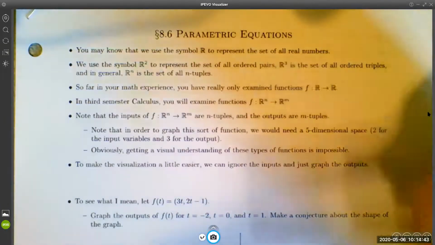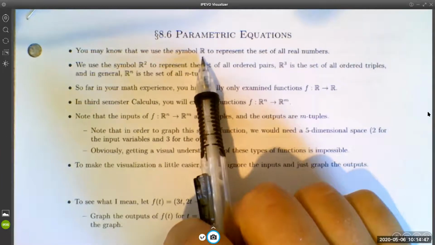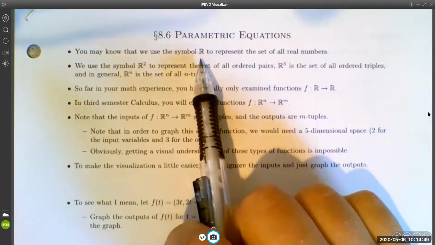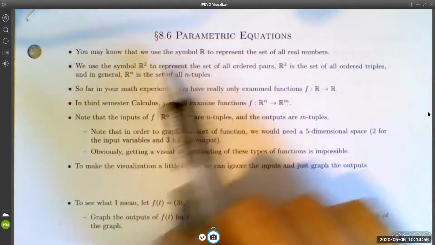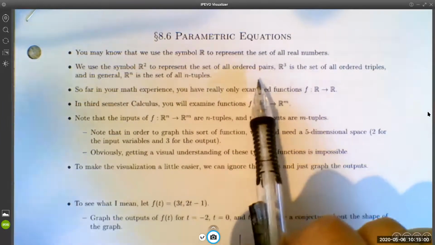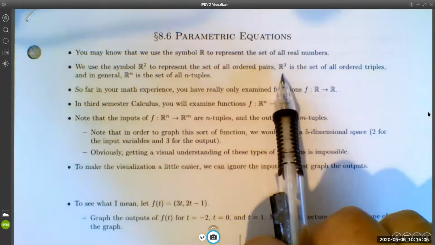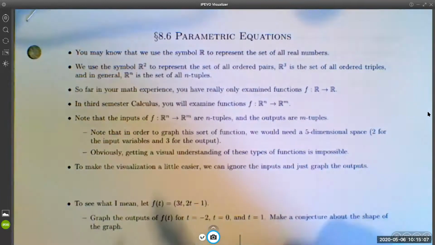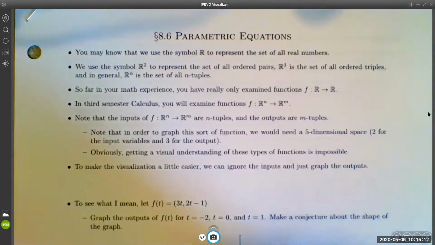So just to give us a little bit of an introduction, I'm going to use the symbol R to represent the set of all real numbers, and this is a symbol that I'm sure you've seen before, right? It's a common way to say all real numbers. So R is the set of all real numbers. R squared is the set of all possible ordered pairs, where the coordinates are real numbers. R cubed is the set of all ordered triples, and in general, R^n is the set of all n-tuples.